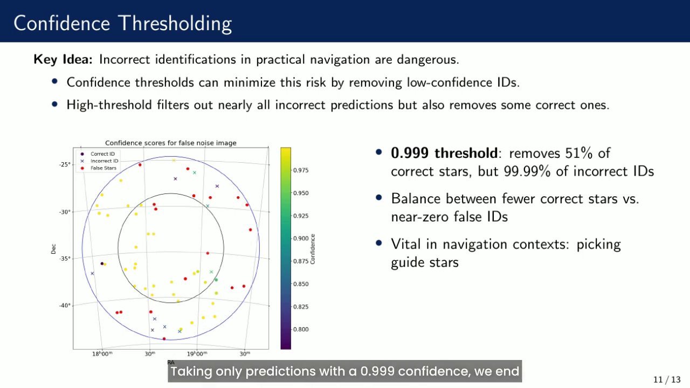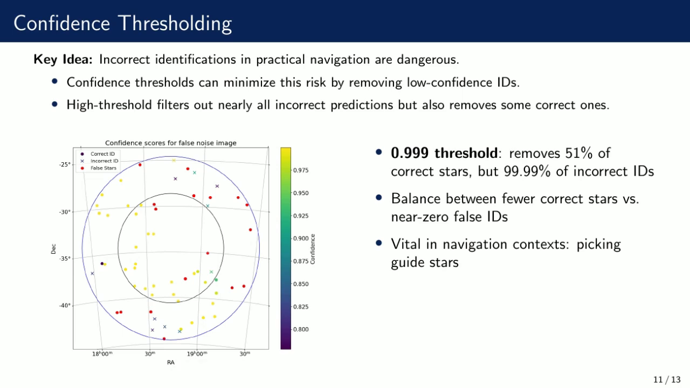At the highest level, taking only predictions with a 0.999 confidence, we end up discarding about half of our correct results, but we also discard 99.99% of our incorrect results. Given the number of stars in an image, this still leaves more than enough for navigational purposes, but with an almost negligible chance of misidentification.